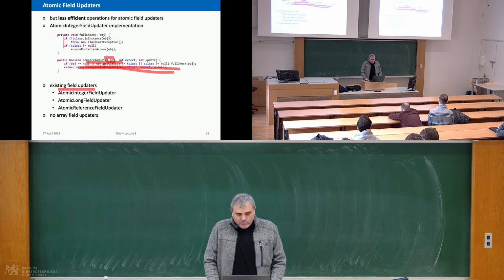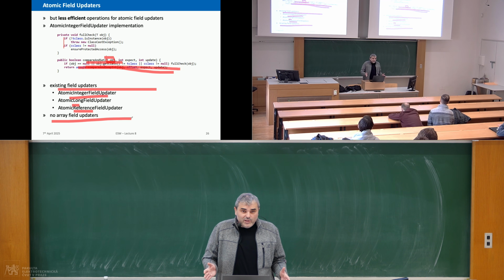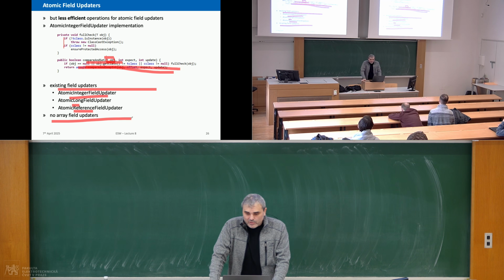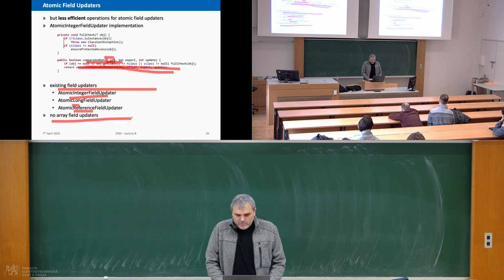There exist atomic field updaters for integer, for long, and for references. Unfortunately, there are no field updaters for arrays, but if you have an array with a million elements, it is considered, okay, you probably don't have a million arrays with a million elements. So then it's not needed. It really depends on your use case, whether you need a field updater or you can use an array, which by design already supports atomic operation on every element there.